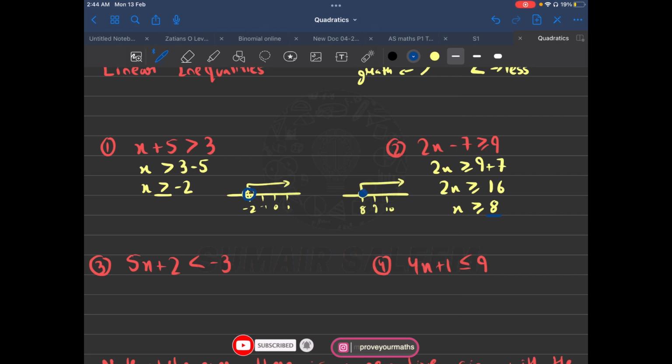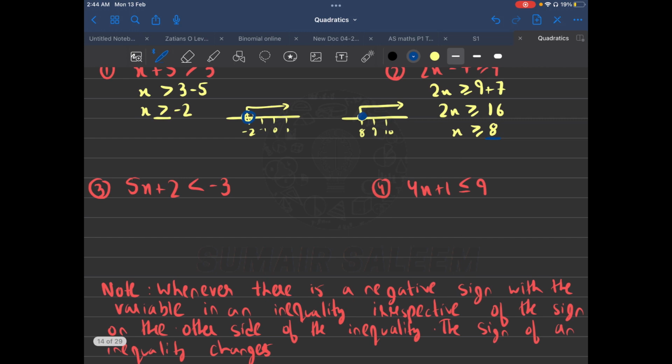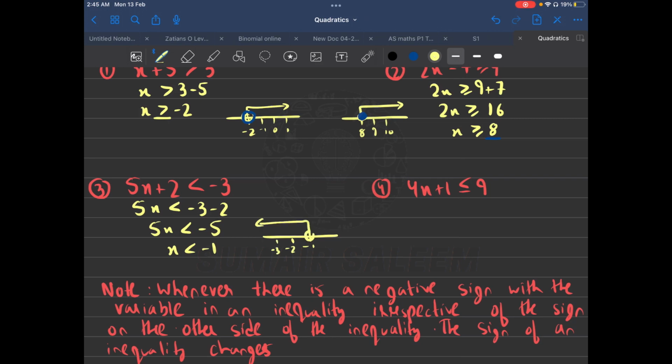Do you get this? Now let's proceed further to the less question. It says 5x less than minus 3 minus 2. That makes 5x less than minus 5. x is less than minus 1, which means that it can be any number that's less than minus 1. Do you get this? But if I solve this one, it's going to be 9 minus 1, that's 8. 4x is going to be, x is less than equal to 8 upon 4, that's less than equal to 2.